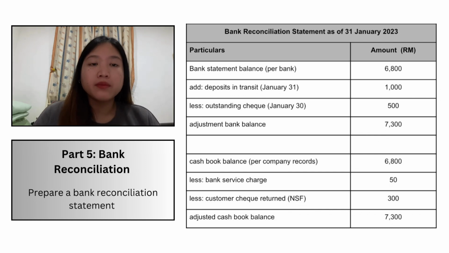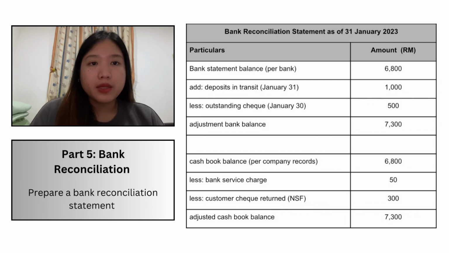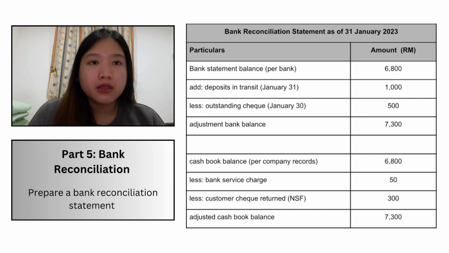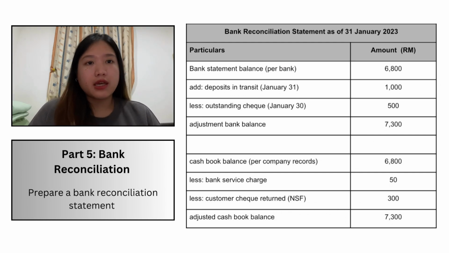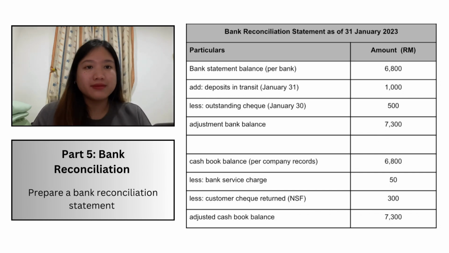For the fourth one, returned check. A customer check of 300 deposited on 28 January was returned due to insufficient funds. This means the company had incorrectly recorded the check as cash received, which must now be reversed in the cash book. The adjusted bank balance and the adjusted cash book balance are both 7,300, confirming the reconciliation process was successful.